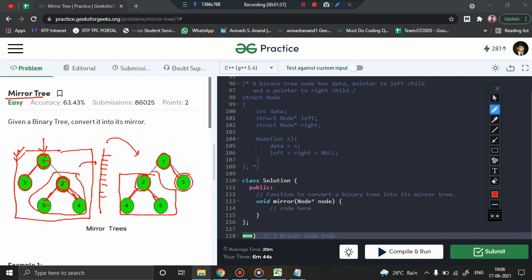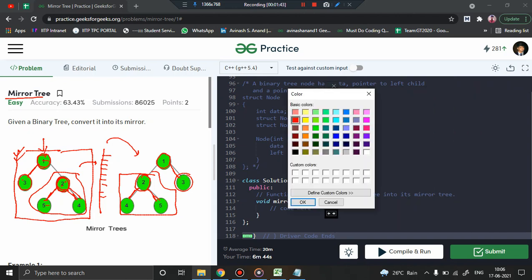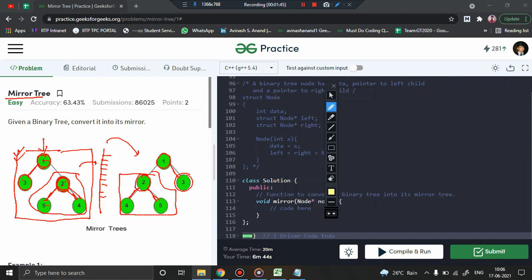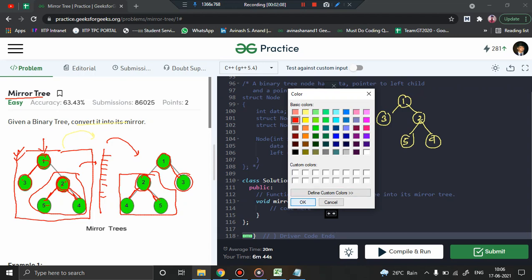So we need to code this problem. Now what would be the approach? The approach is quite simple. Let me first write the example. Suppose I have a node 1 and node 3 here, node 2, node 5 and node 4. Now I need to find its mirror image. Basically, I don't have to find its mirror image; instead, I have to convert this structure into its mirror image. Remember, you are not going to have any separate tree. Instead, in this tree itself, you have to convert it into its mirror image.